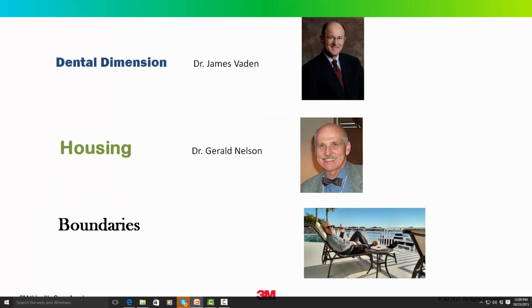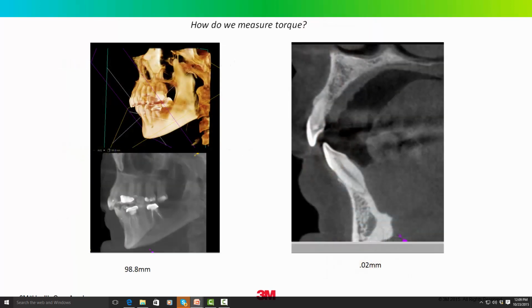We're starting to hear different terms creep up in the orthodontic arena. Dr. Vaden uses the term dental dimension. Dr. Nelson uses the term housing. We've been using boundaries. They all actually mean the same thing. They're all describing the bony limitations to orthodontic movement that we can now see on an individual tooth per tooth basis using cone beam CT.